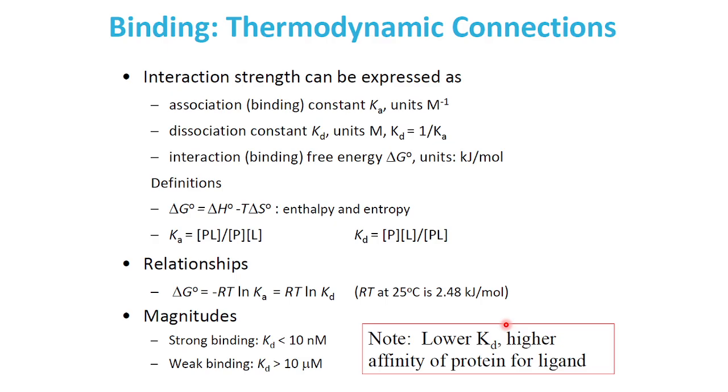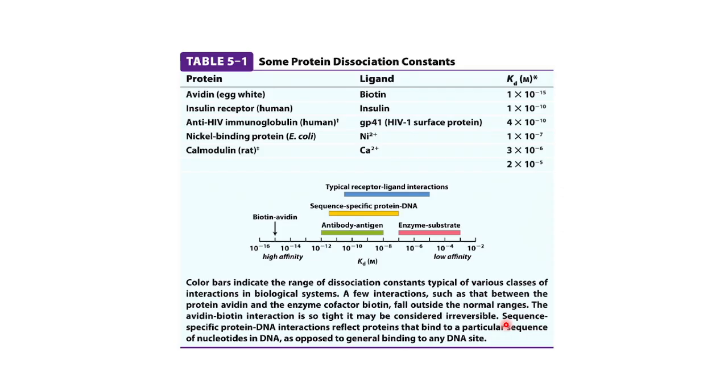So what do we call a stronger binding? If the Kd value is less than 10 nanomolar, like I was speaking, nanomolar to picomolar range, we call it a stronger binding, and a weaker binding is when the Kd value is greater than micromolar, like 10 micromolar to millimolar range. Anything in between is a mediocre binding, or a very average binding. So lower Kd means higher affinity of protein for the ligand.